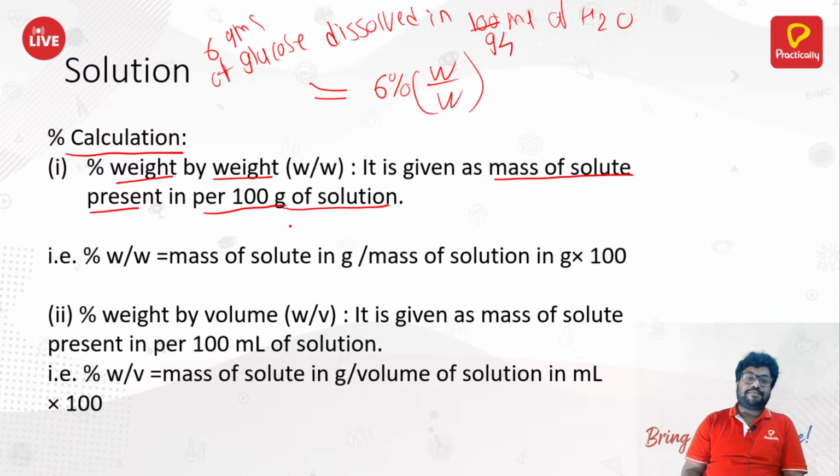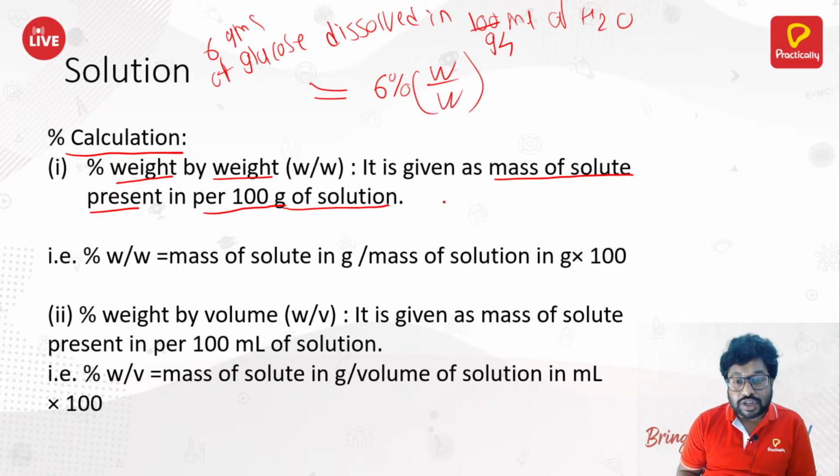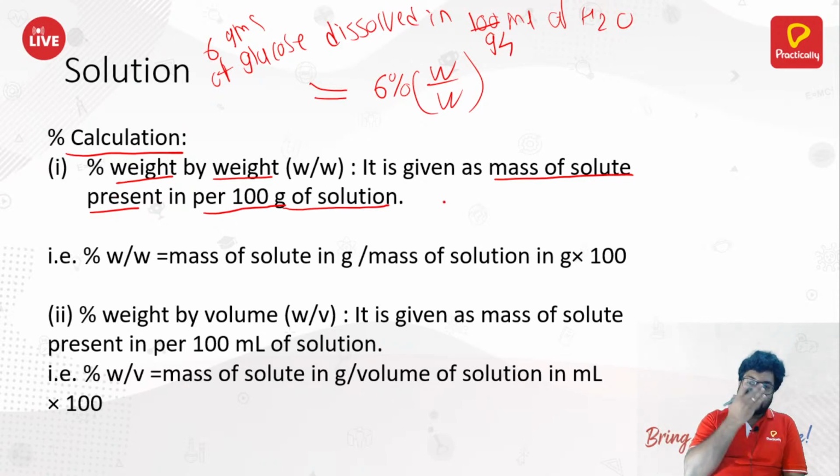They say 100 gram of the solution, not solvent. So when you have 100 gram of the solution, it is the mass of solute plus the mass of solvent. So 6 grams of glucose dissolved in 94 grams of water gives 100 grams of total solution having 6 grams of glucose. Then you can call it a 6% weight by weight glucose solution. Simply, mass of solute in grams divided by mass of solution in grams, into 100, will give you percentage weight by weight.